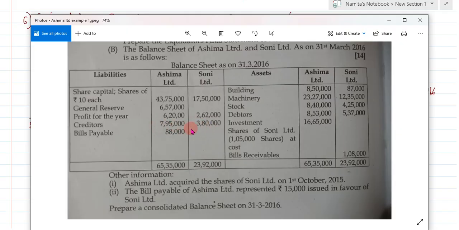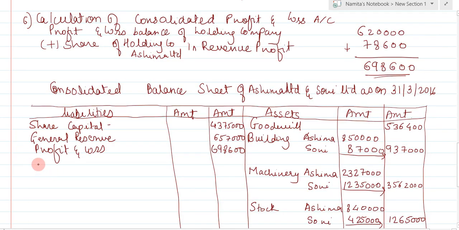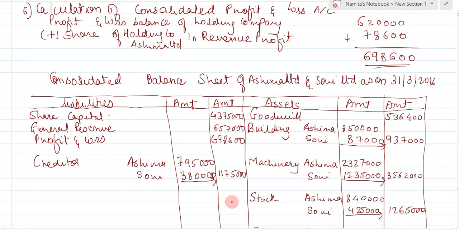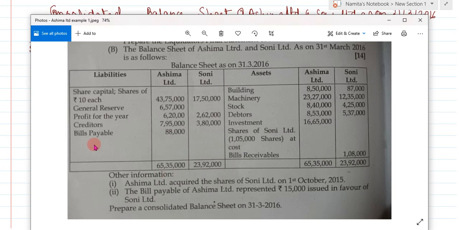Add these two amounts of creditors and write in the outer column. So creditors of Anshima and Sony. Creditors of Anshima is 7,95,000 and Sony is 3,80,000. Outer column 11,75,000. Okay. After creditors we have bills payable, that is 88,000.